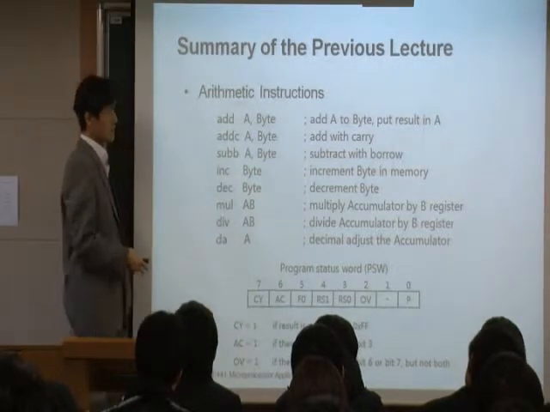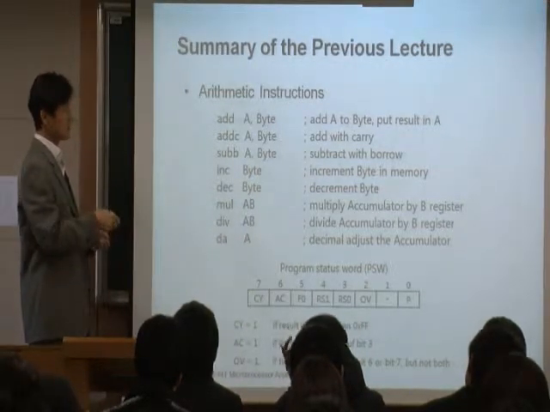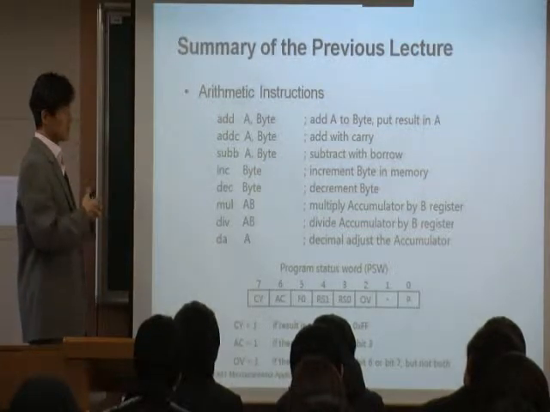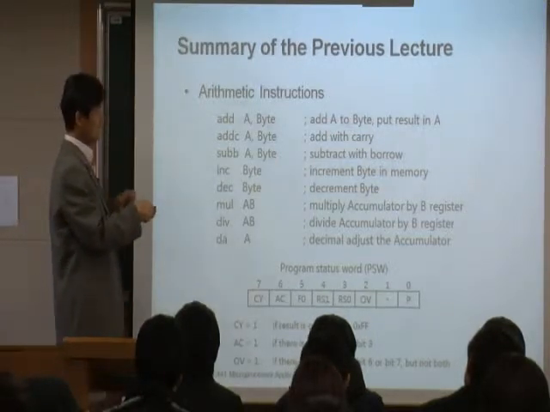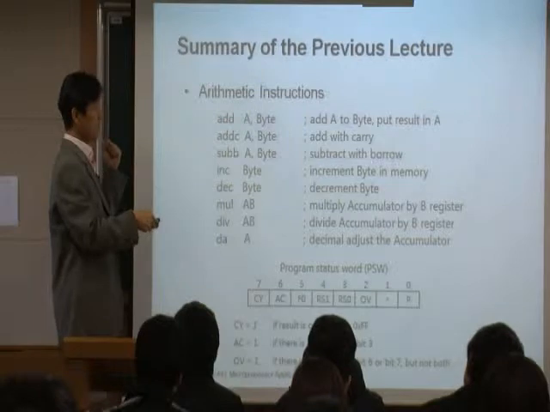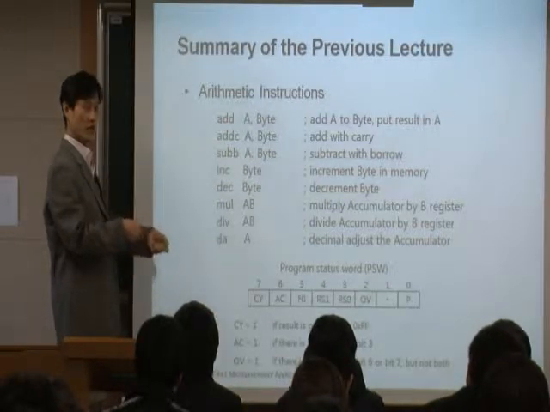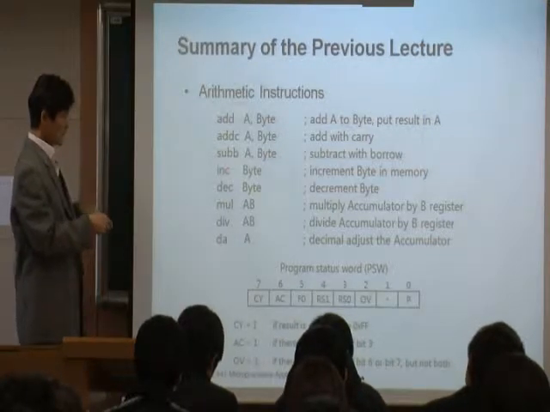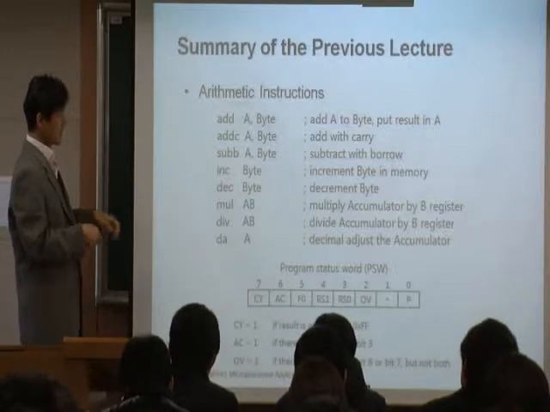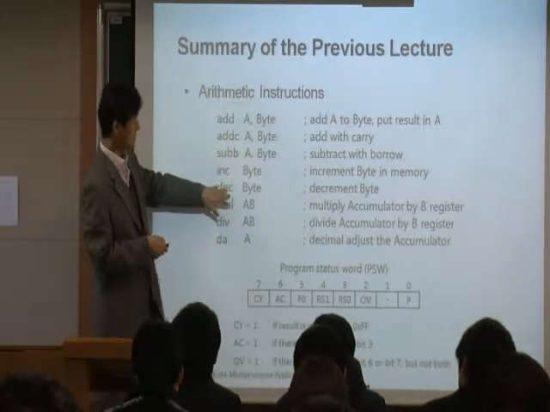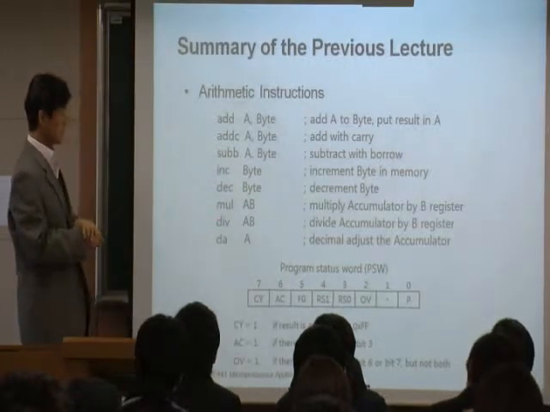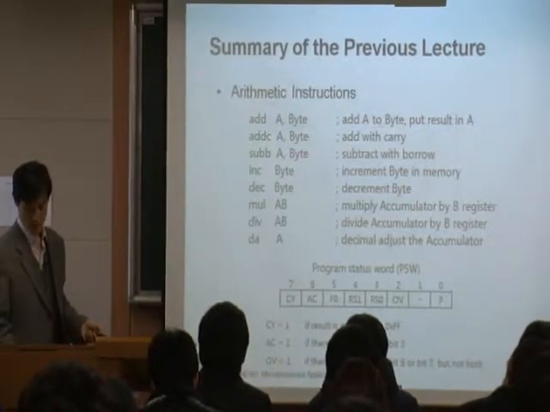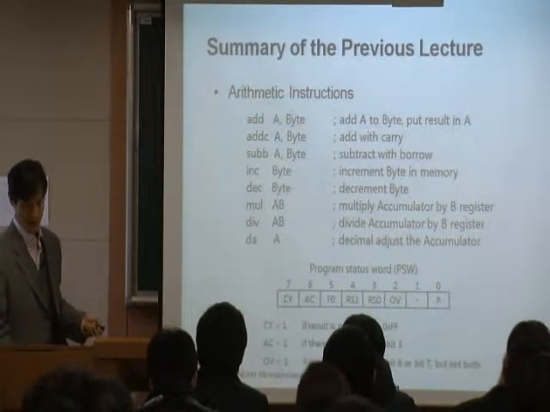But sometimes A can be a smaller value than this one. Okay, in that case, the value is going to be negative. Right? But we cannot have a negative here, so therefore we have to do borrowing. So whenever you do a borrowing, you'll have the carry flag up, right? This one is increment, decrement. Increment the value in here, decrement the value in this address. Multiplication, division, and this is decimal adjust. We'll look at a little bit more detail in the next slide.